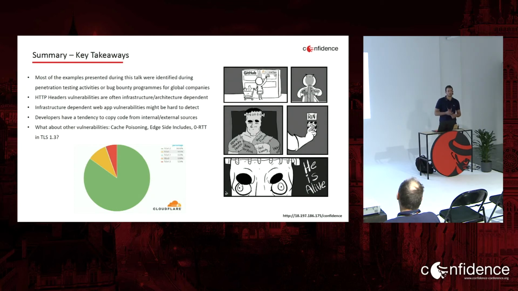As I mentioned a couple of times, it's really important to remember that these vulnerabilities are strongly dependent on the infrastructure and architecture used. So it's not very easy to detect that. What's even more important is that we have more and more vulnerabilities which are directly related to the underlying infrastructure. For example, cache poisoning, so that's one of them. Edge side includes, so that's a vulnerability which is dependent on the caching servers, which might be before the application.